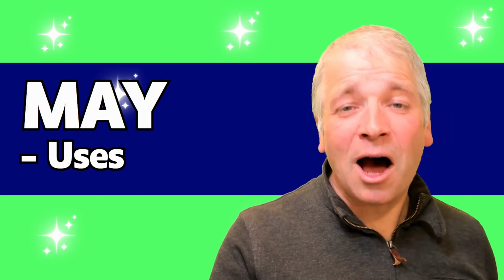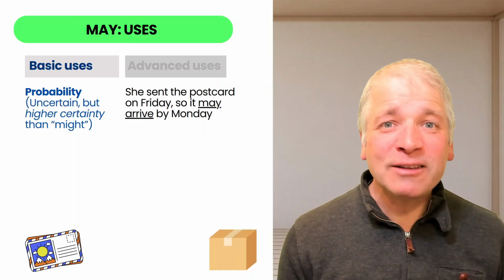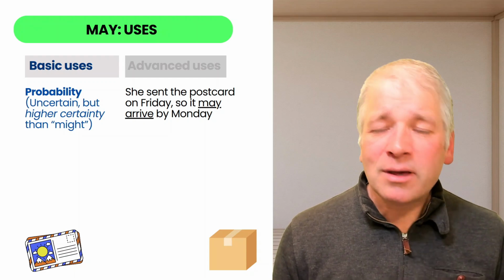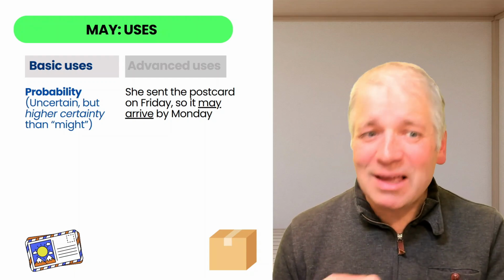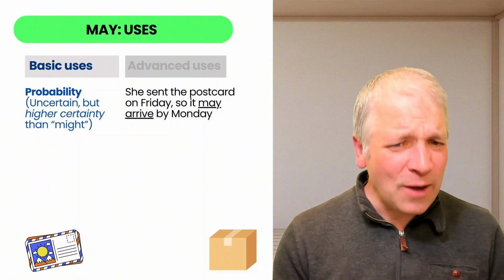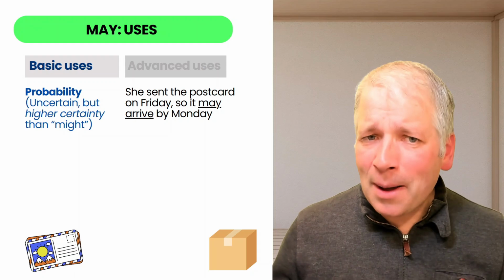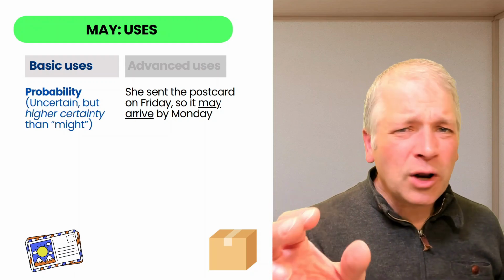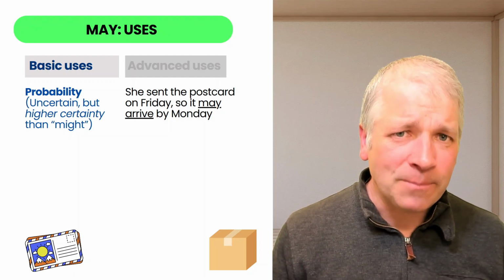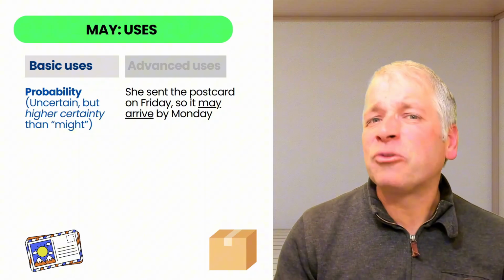The uses of may are similar to might, but there are some differences. Let's look at them now. And there's a difference in the very first one. Remember that might is used for probability, but if we use may for probability, then it means a higher level of certainty than might. So if I say she sent the postcard on Friday, so it may arrive by Monday, here with may, I've got a higher level of expectation. I'm feeling good that it will arrive by Monday. If I'd said might, then I'm thinking there's a small chance. Now I've used may, there's a much bigger chance.